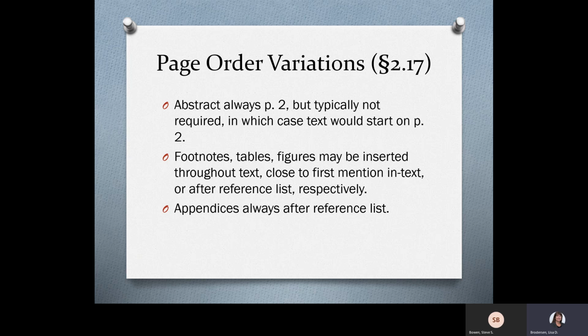Now, appendices are always after the reference list. They're not appendices if they're incorporated throughout the paper. So an appendix by definition is something that's at the end. And it's very probably likely you'll have appendices in your capstone project paper.